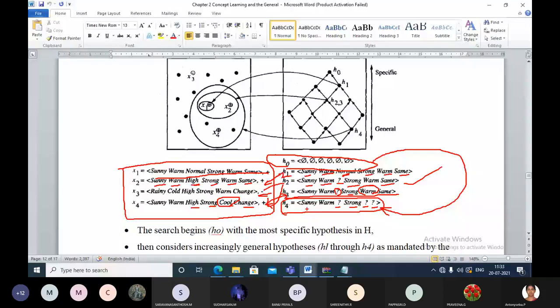Your fifth attribute value may be anyone, and your sixth attribute value may be anyone. So let us not bother about the third, fifth, and sixth attribute values. At the same time, your first attribute should be sunny, your second attribute should be warm, and your fourth attribute should be strong.